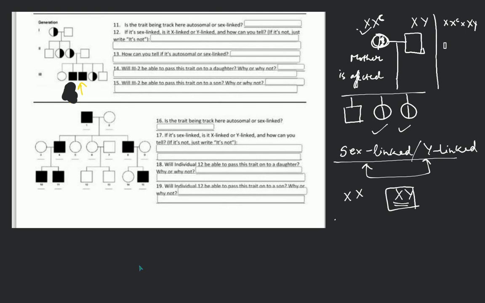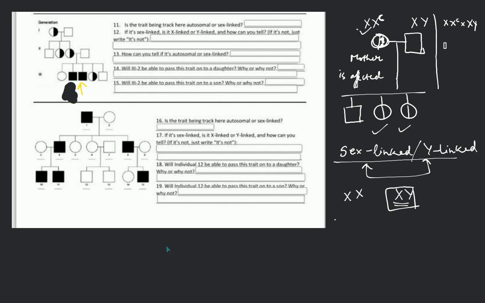Question number 19 says, will individual 12 be able to pass this trait on to a son? Yes, we can see that in the chart as well, because only the male members are affected in the chart. So yes, individual 12 can pass this trait onto a son because it is a Y linked disease.